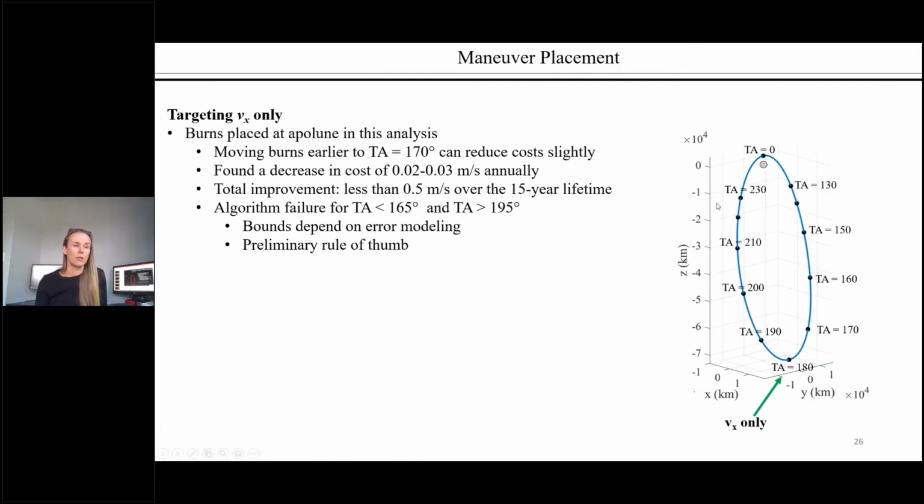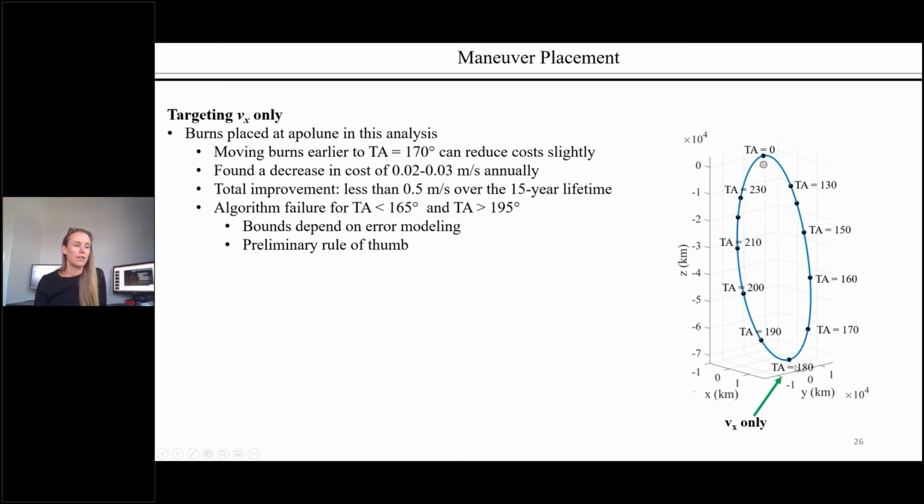All right, so let's talk a little bit about maneuver placement. Here's your NRHO. I've written down some true anomalies here. Even though this is not a conic section, we can still use true anomaly as a measure of where you are within the orbit. I find it to be quite useful.